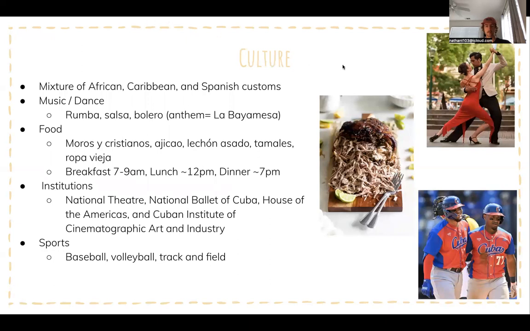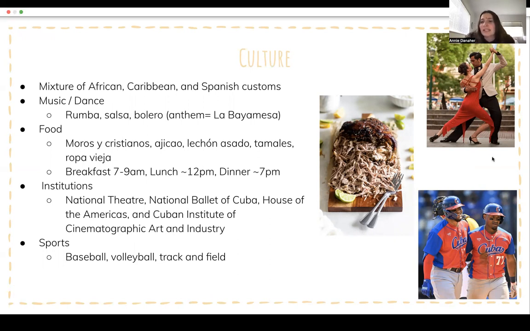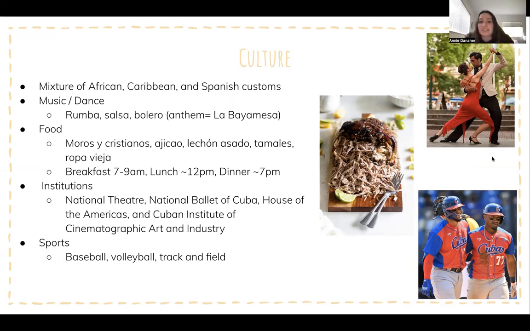Cuba has a really rich culture, which is a mixture of African, Caribbean, and Spanish customs. Some of this includes their music and dance, which includes rumba, salsa, bolero, and their national anthem is La Bayamesa. Some of their food includes moros y cristianos, which is black beans and rice, ajiaco, which is stew with meat and vegetables, lechon asado, which is shown on the right, which is roasted pig, and tamales and ropa vieja, which is skirt steak in tomato paste.